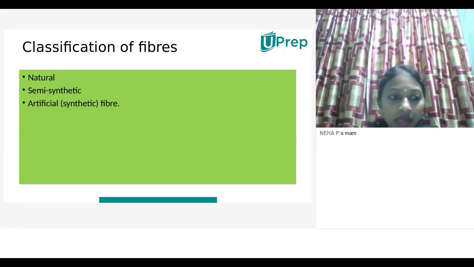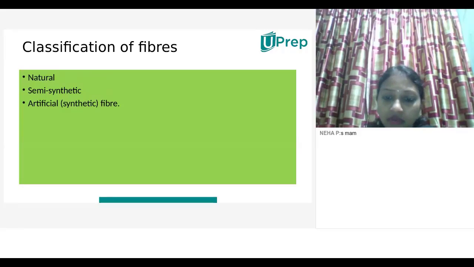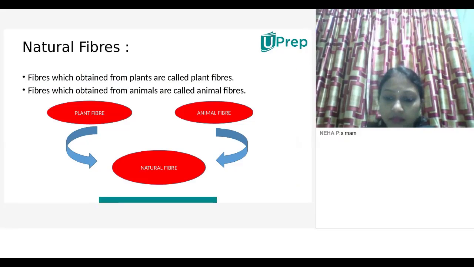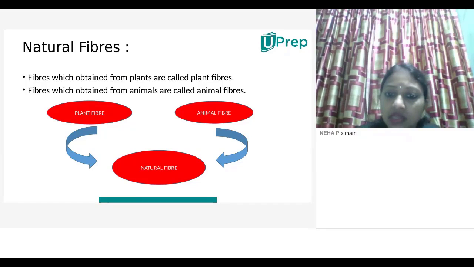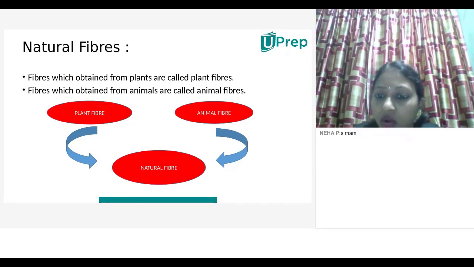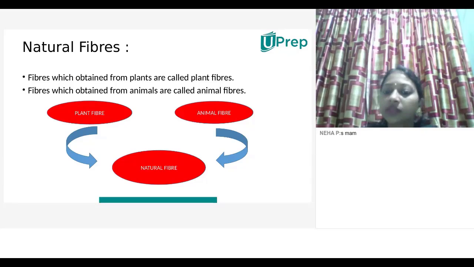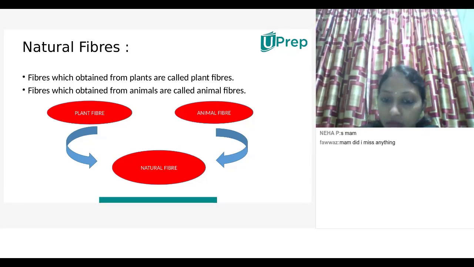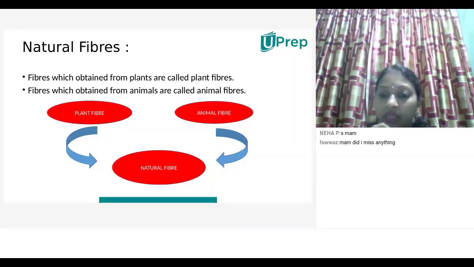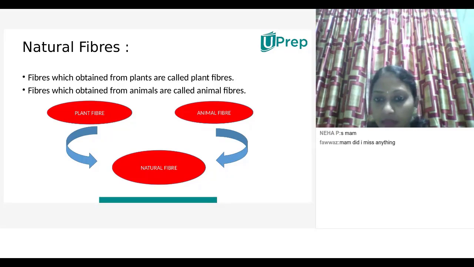Is it clear, children? Shall we go ahead to the next slide? Yes, ma'am. Natural fibers which are obtained from plants are called plant fibers. Fibers which are obtained from animals are called animal fibers. So natural fibers are again classified into two types: plant fibers and animal fibers.